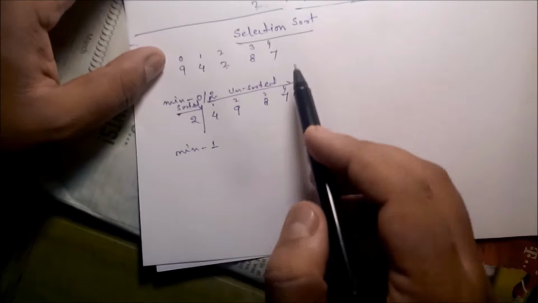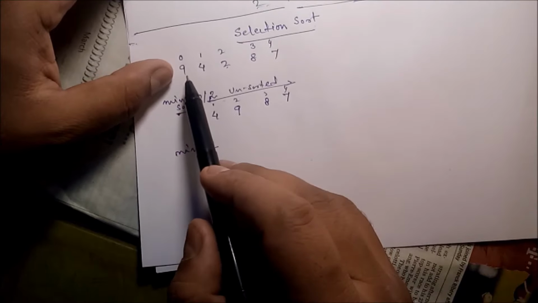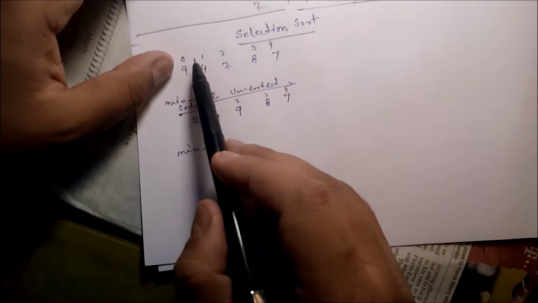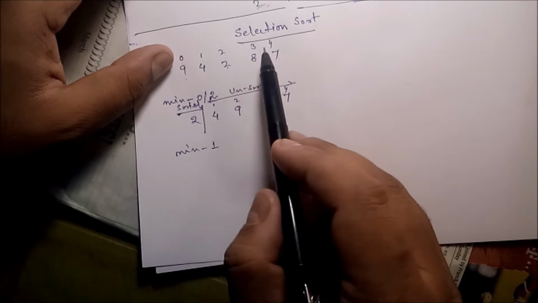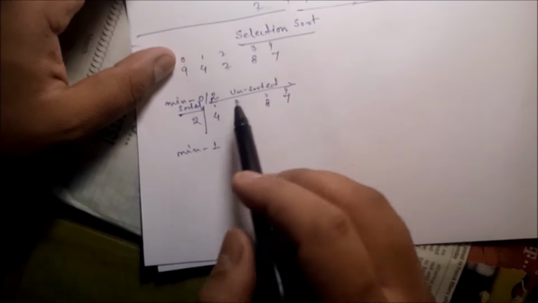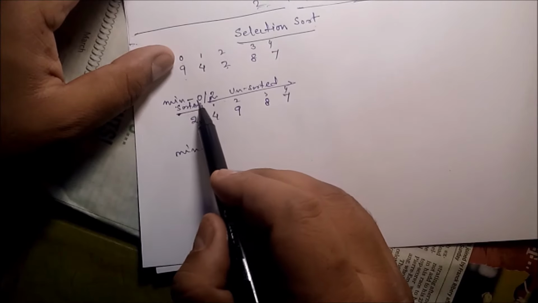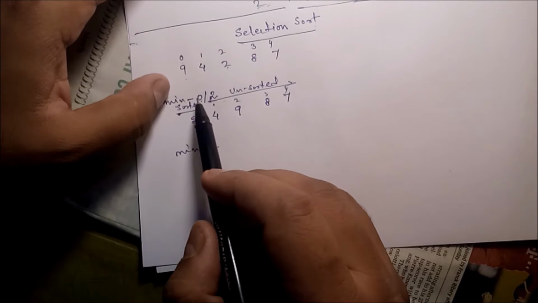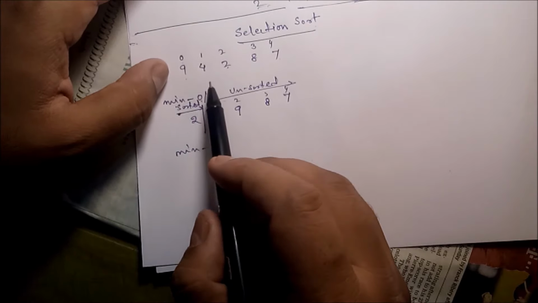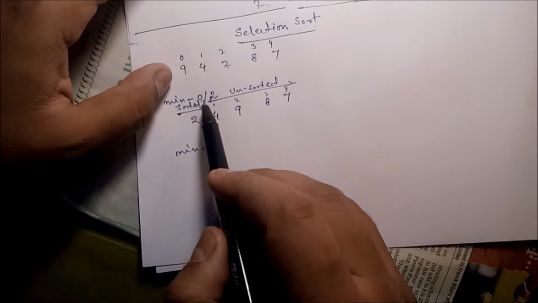Okay, now in selection sort, suppose the data is 9, 4, 2, 8, 7, with indexes starting from 0 to 4. Now the minimum index is, say, 0 the first time. That means we assume that the minimum value is in the 0th index, that is 9.